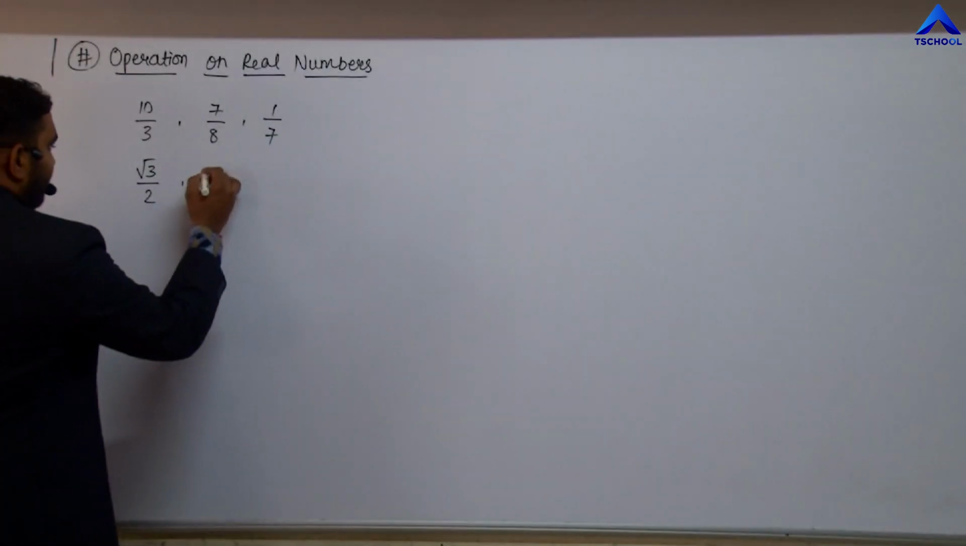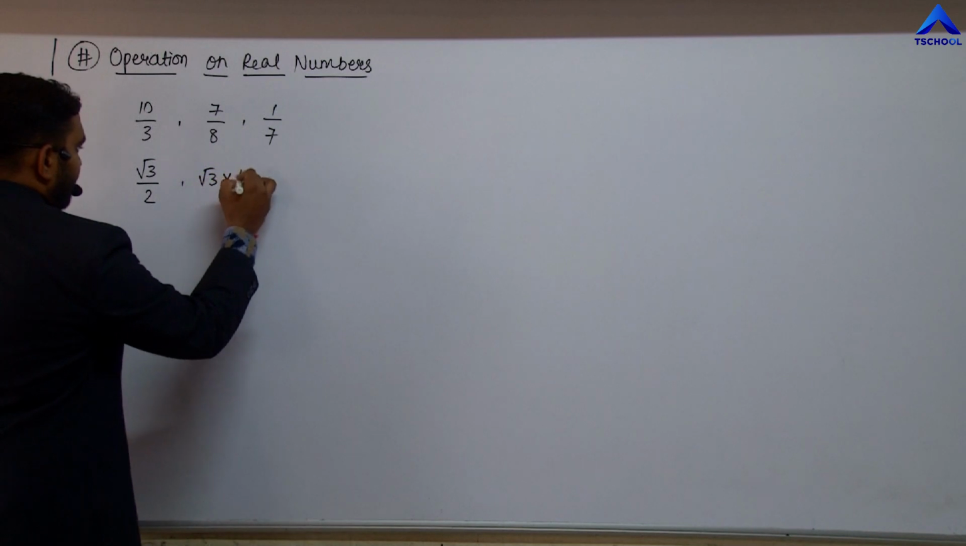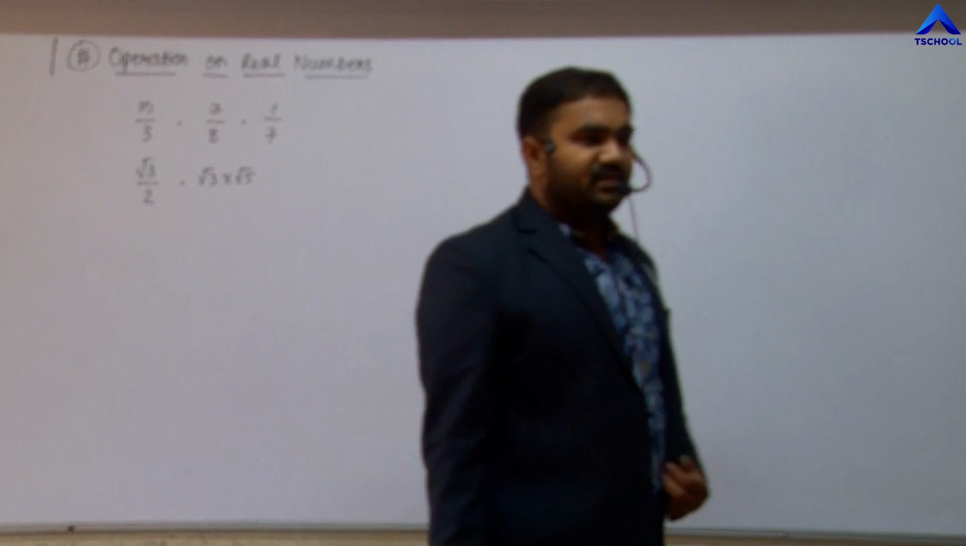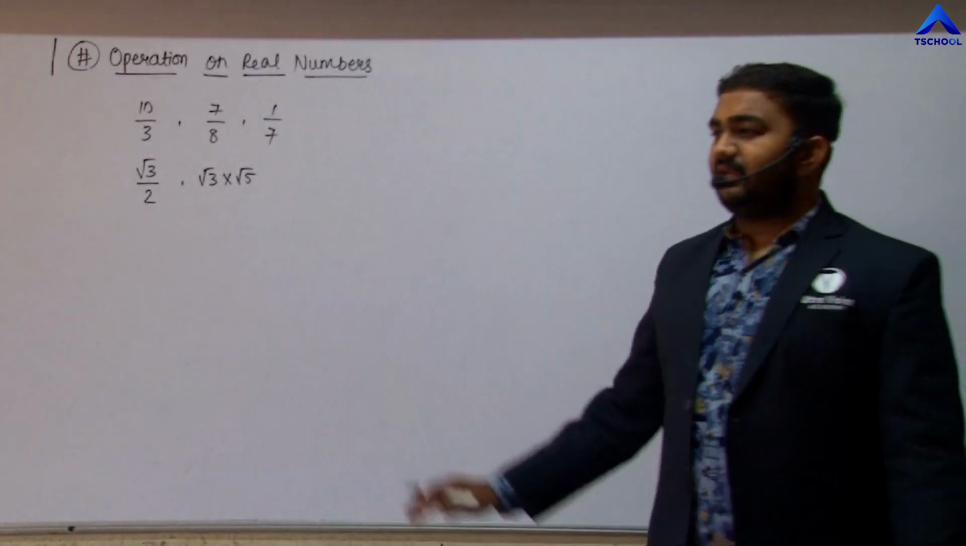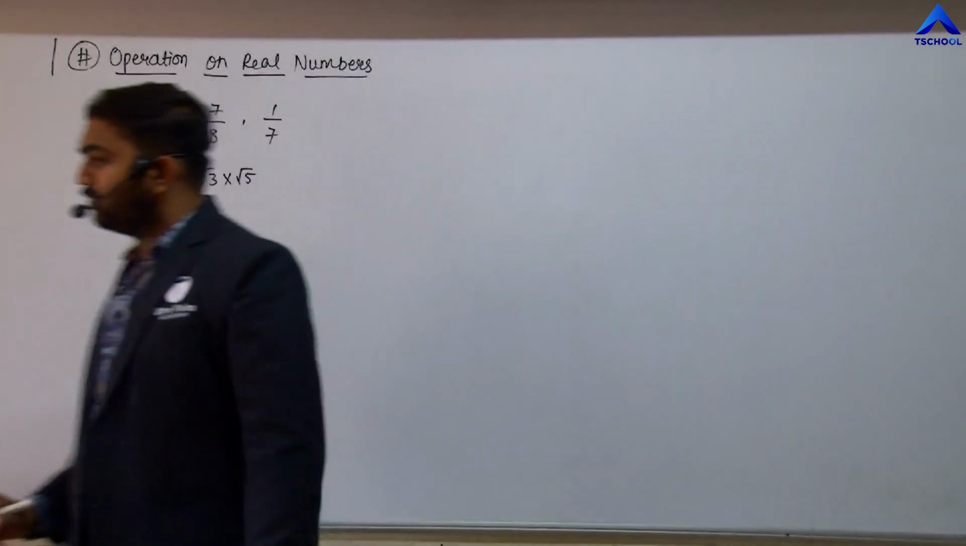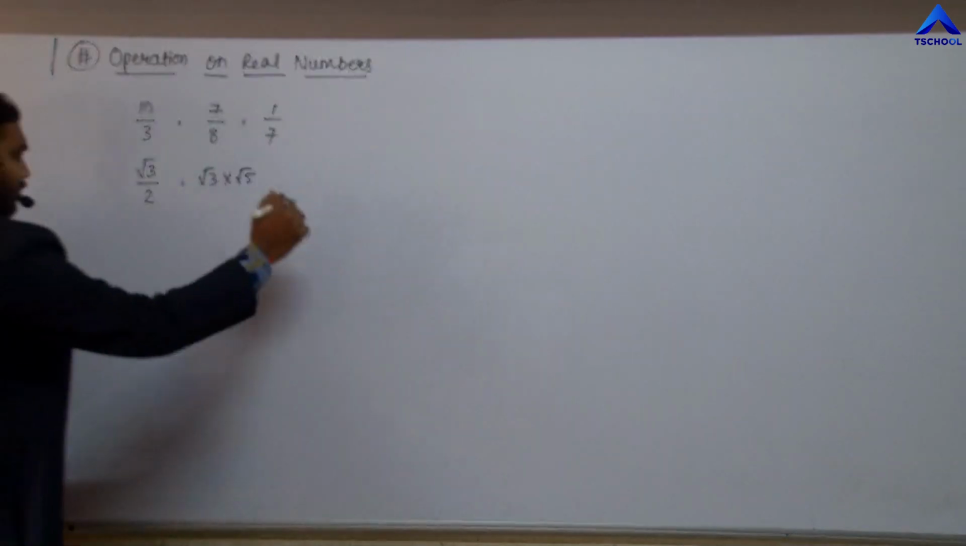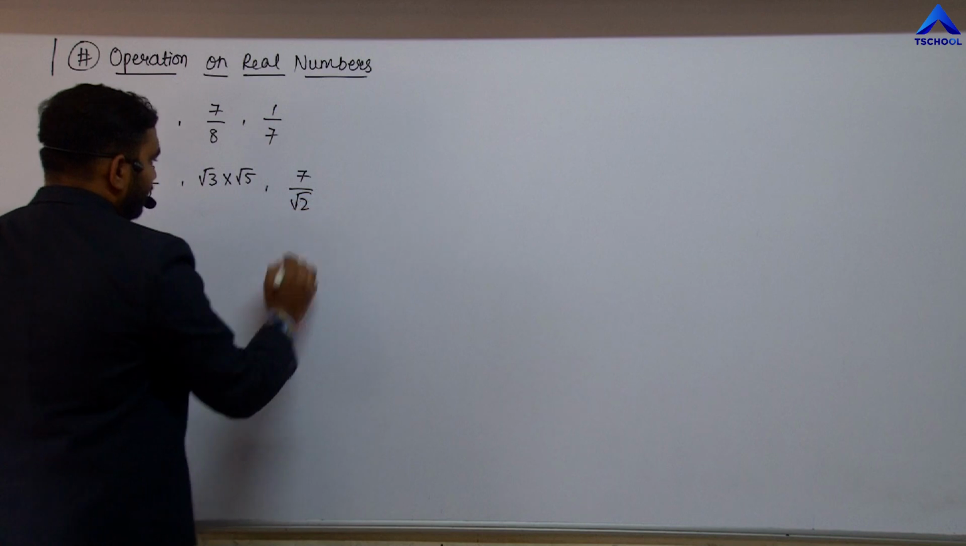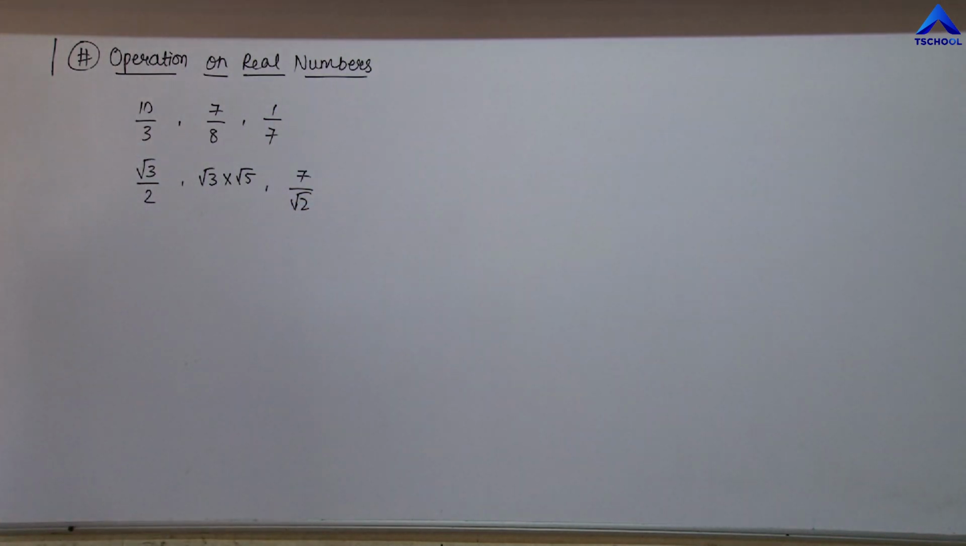What if I am given root 3 into root 5? For now, we don't know the value of root 3 and root 5. Then what will be the value of root 3 into root 5? That also we don't know. What if I am having 7 upon root 2?